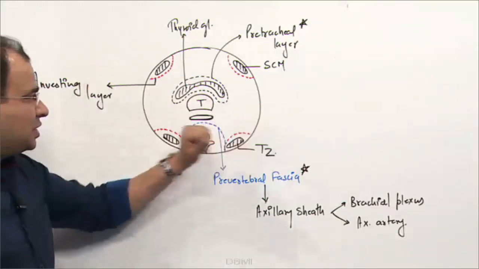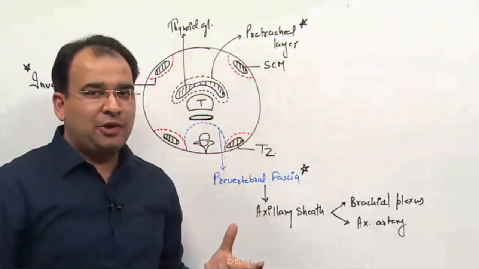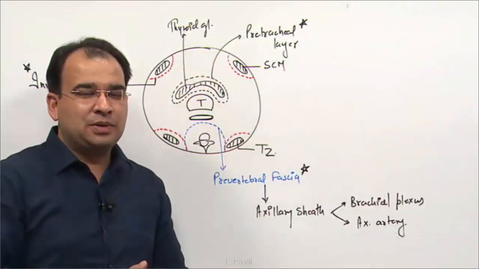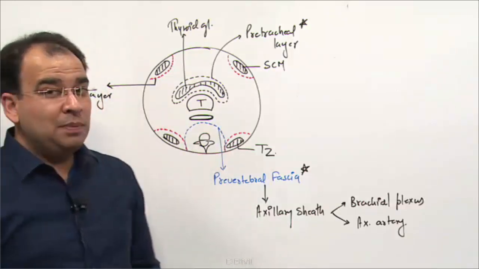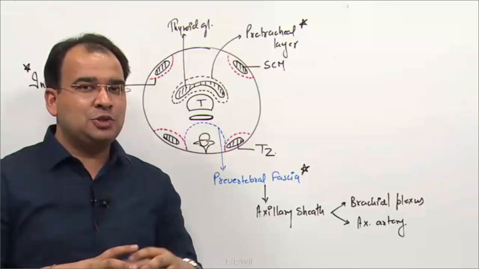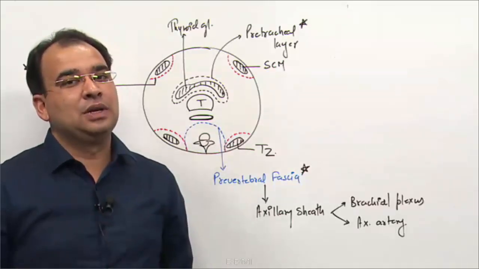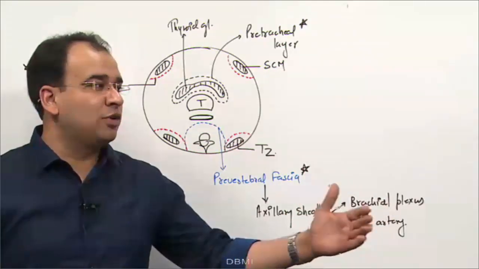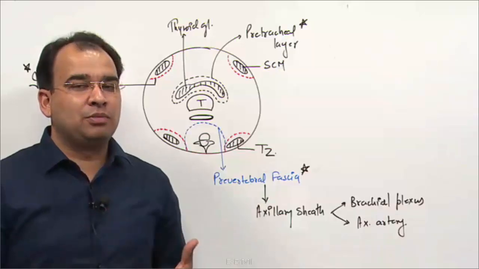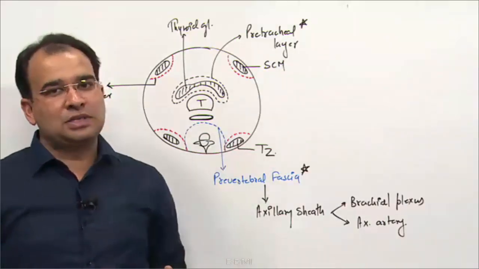In the transverse section, the pretracheal layer is forming what capsule for the thyroid gland? Is it the true capsule or the false capsule? It's the false capsule. And what about the pelvic fascia around the prostate? Is that a true capsule or a false capsule? That is also a false capsule. Anything which is coming from outside is always a false capsule, whether it is coming from pelvic fascia, the deep cervical fascia, or the peritoneal fold.